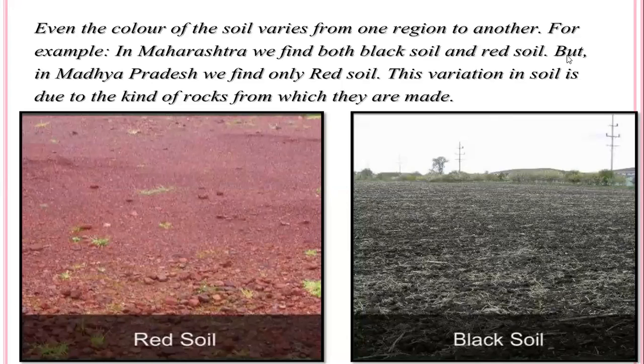Even the color of soil varies from one region to another. In Maharashtra, we find both black soil and red soil. But in Madhya Pradesh, we find only red soil. The variation in soil is due to the kind of rock from which they are made.